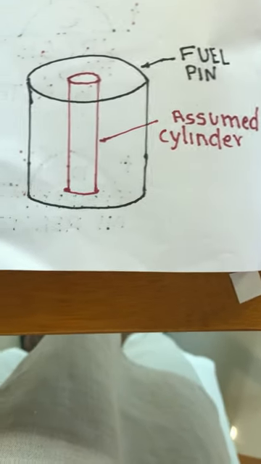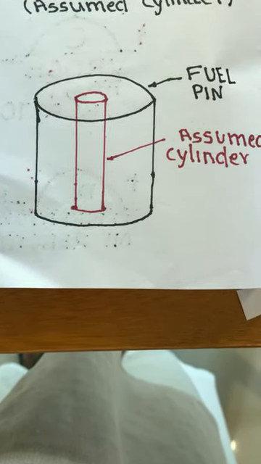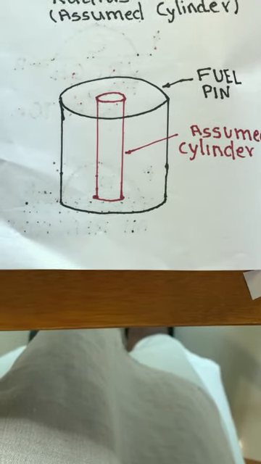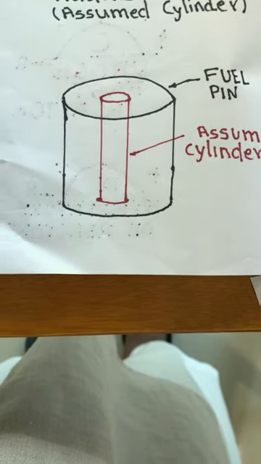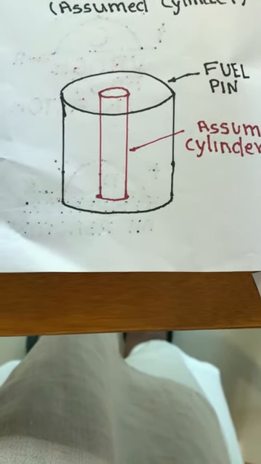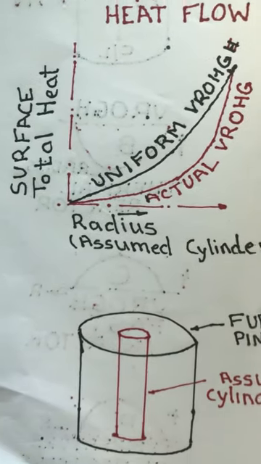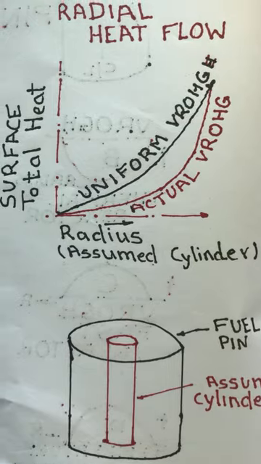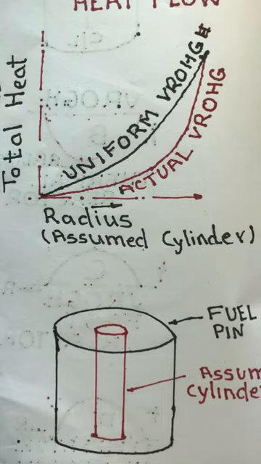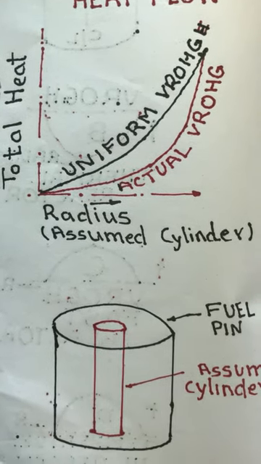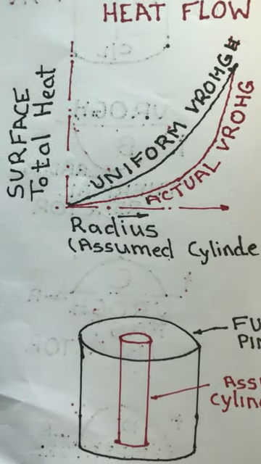So let us assume a cylindrical surface inside the fuel pin. This is a hypothetical surface. We want to see what is the heat flow across the surface of this hypothetical cylinder. You will see the total heat flux flowing out of the surface of the pin in the two cases. The first case is where we have assumed the uniform volumetric rate of heat generation, and the second case is the actual volumetric rate of heat generation.